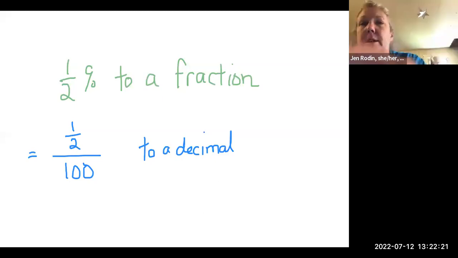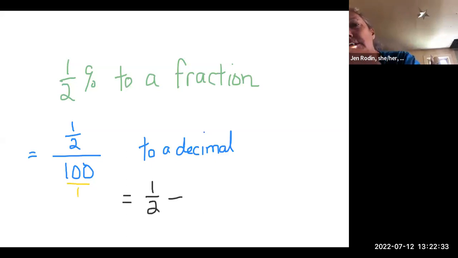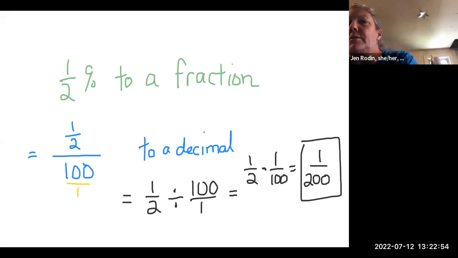But if you want to just be able to do it calculator free, this is called a complex fraction now. I put a 1 underneath the 100. So it's easier to see that we're dividing the top fraction by the bottom, which means multiply by the reciprocal, which we've done before. So it's 1/200. That's still not a decimal, but I got it to a simplified fraction.